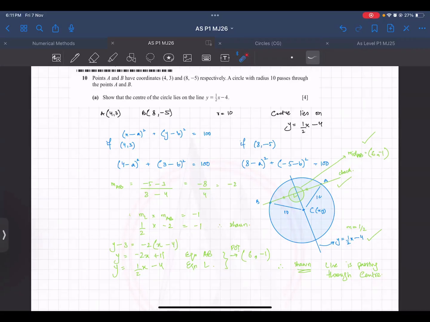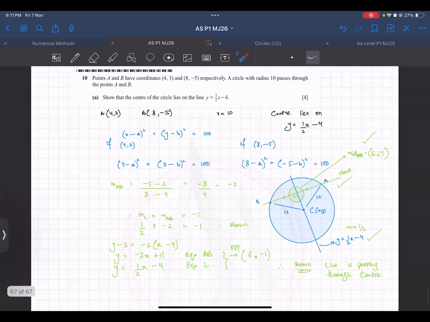First of all, I looked if the gradient of the line, the equation of the line that they gave us, and the AB gradient that we found, are they perpendicular or not? So first of all, I found the gradient of AB, it came out as -2. And you can see the gradient of the line, it is half. So -2 and half, they are negative reciprocals of each other. So this I have proved right now that the chord and the line, they are perpendicular. I have shown the perpendicular.